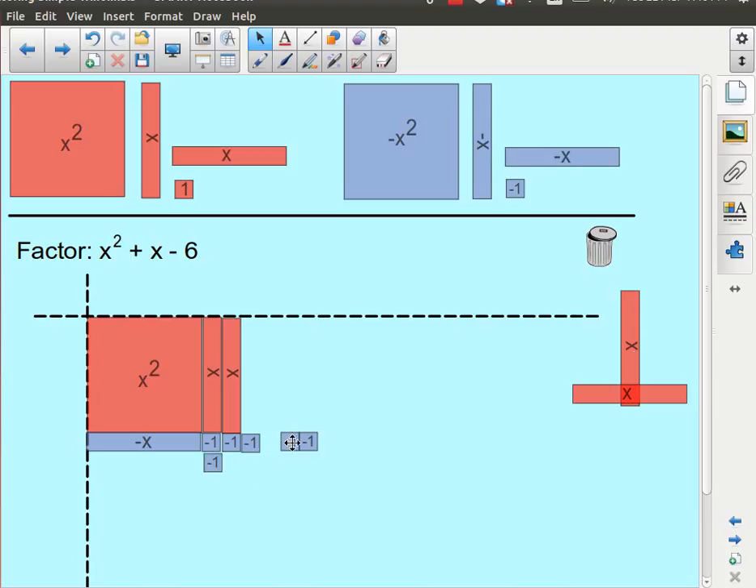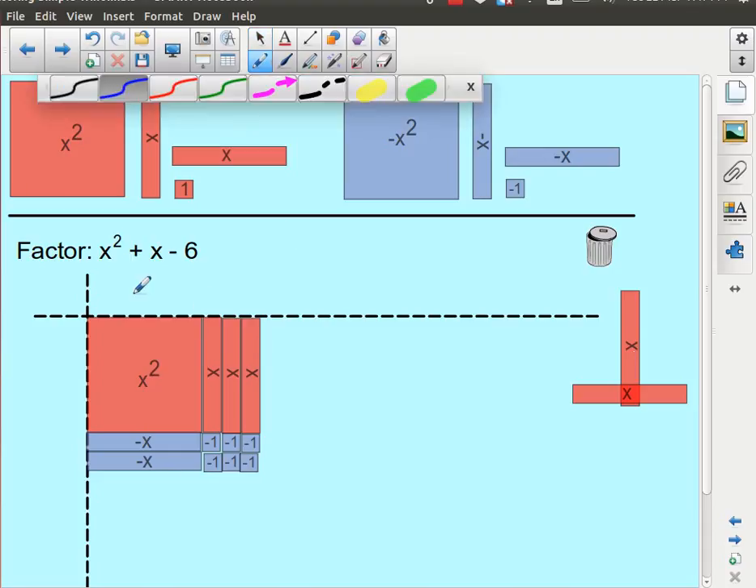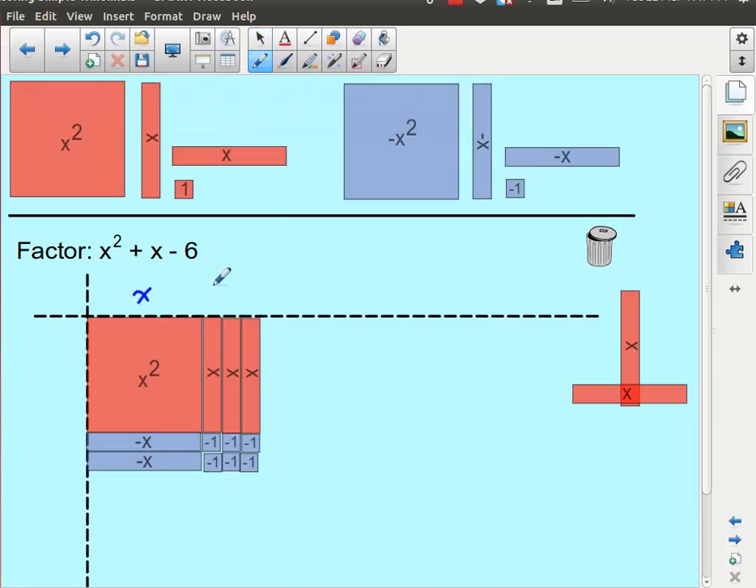So what's another way that I could represent this negative 6? Well, not only is it 6 across, I could do 2 by 3. Does that help me? Well, if I go one step further, if I add in another positive 1 and another negative 1, I've added 0 total, but now I've made my rectangular shape, and across the top I have an x and plus 3. Down the side I have x and minus 2.